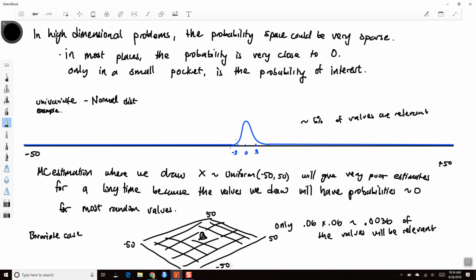Conceptually, does this make sense? What I'm talking about when I'm talking about a sparse probability distribution? The problem just gets compounded when we get into higher dimensions. It's not uncommon to have a problem with 50 dimensions or something like that. And in that probability space, only a tiny, tiny pocket will have values of interest, and everywhere else has probabilities very close to 0.